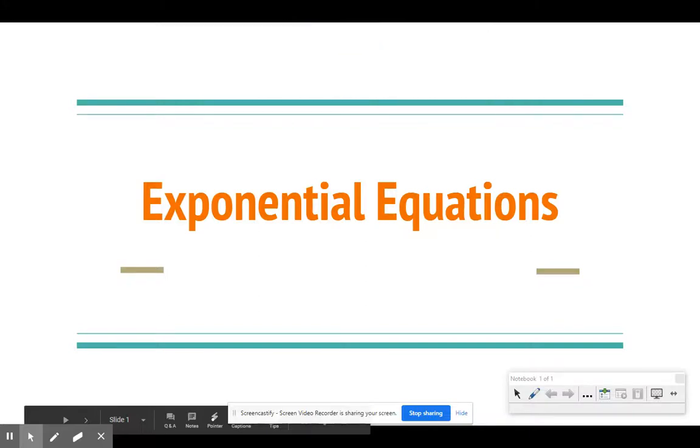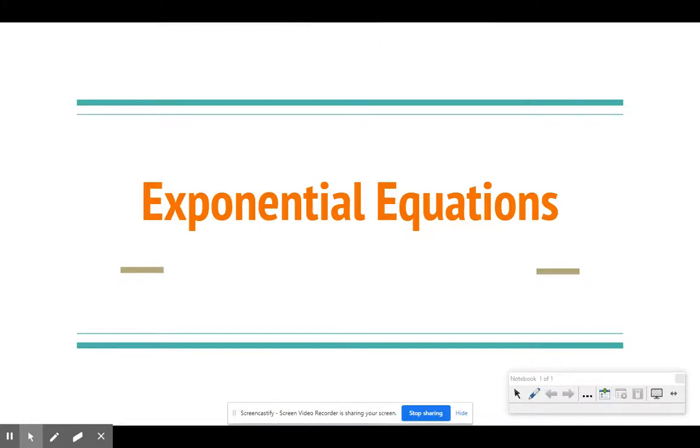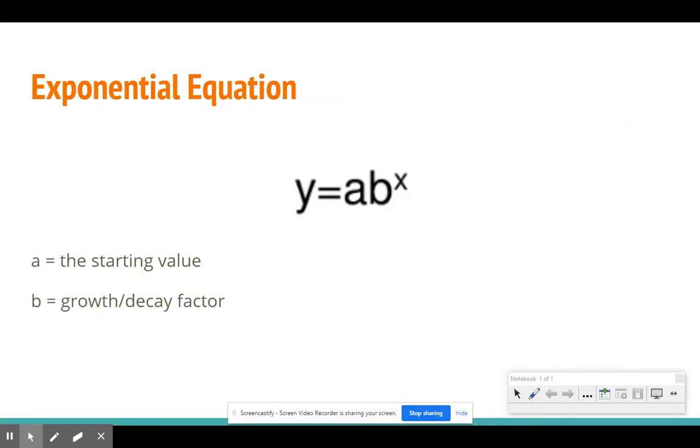We are going to be talking about exponential equations. So last unit we had linear equations and we used y equals mx plus b, right? But now we have exponential equations. And the exponential equation, make sure you write this down in your notes because this is something you're going to be using throughout this unit, is y equals ab to the power of x.